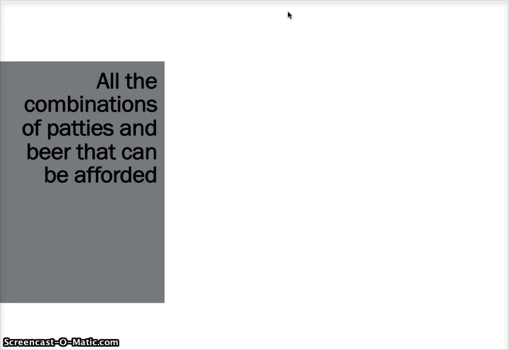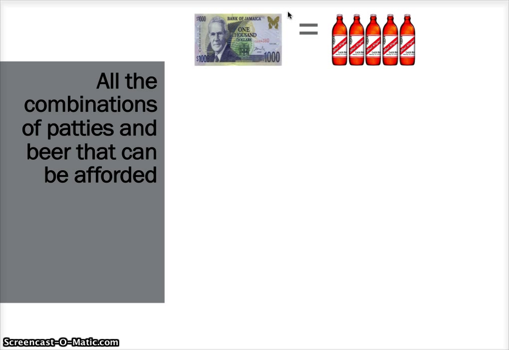Now suppose the consumer decides to spend all their money consuming beers only. Since the beer costs $200 each and the consumer has $1,000 available as income, it means that if all the funds are spent on beer, they could consume 5 beers. Each beer $200 times 5 beers consumed equals the income $1,000.